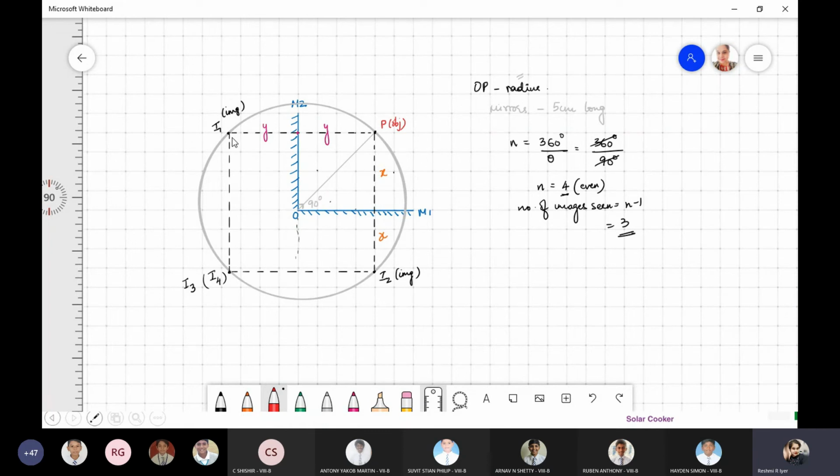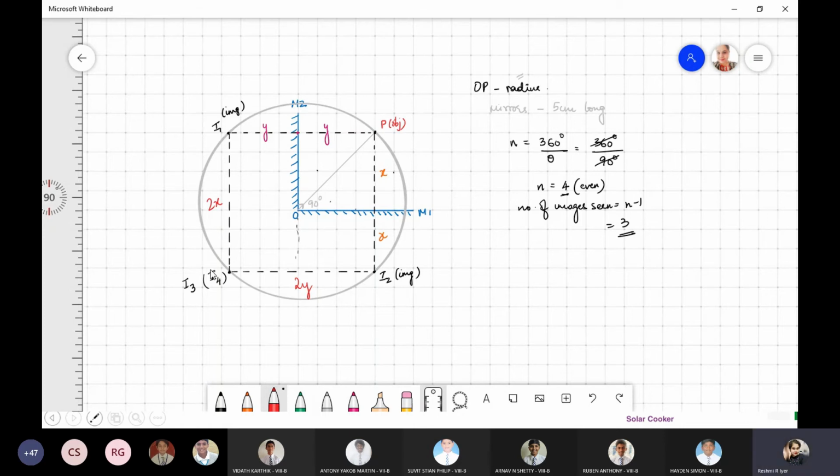What is the distance between I1 and I3? Quickly tell me. If from here to here is X, and from here to here is X, then what should it be? So 2x. Algebra, correct. And between I2 and I4, what is the distance? So 2y, correct. Okay, so check. This is a rectangle. What you're getting inside is a rectangle. Opposite sides should be equal in length.